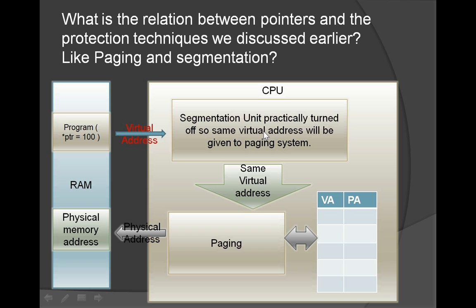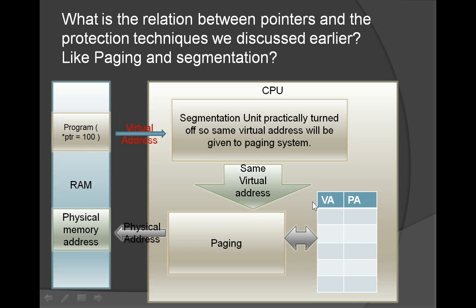First it goes into the segmentation unit. The segmentation unit in flat mode doesn't do much, so the same virtual address comes out of the segmentation unit. It checks a couple of security things which we are not going to discuss here. So the output of the segmentation unit is pretty much the same address, no change. Then the paging unit will do something on the virtual address. The paging unit has something called page table entries in a table called the page table. So what does the page table contain? The page table contains virtual address to physical address mapping.